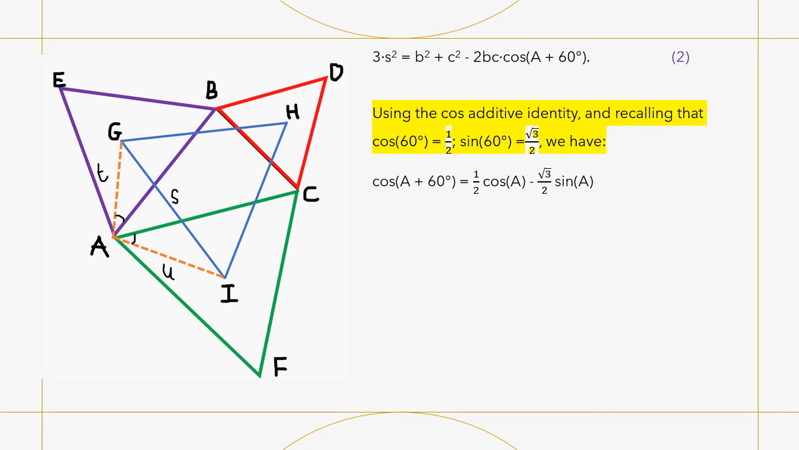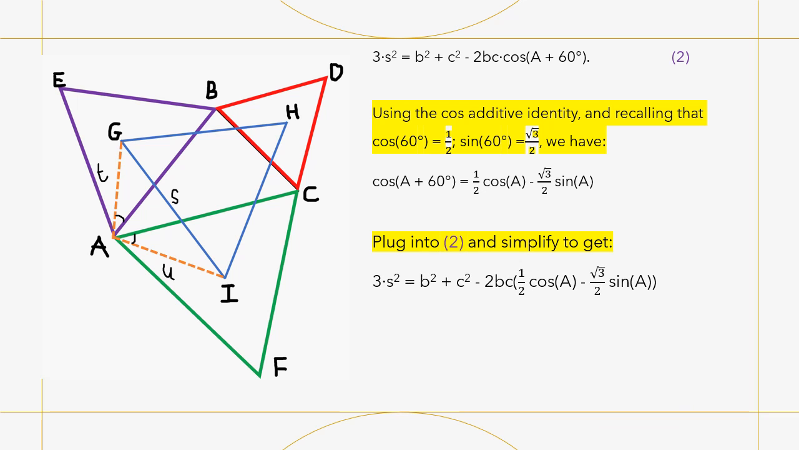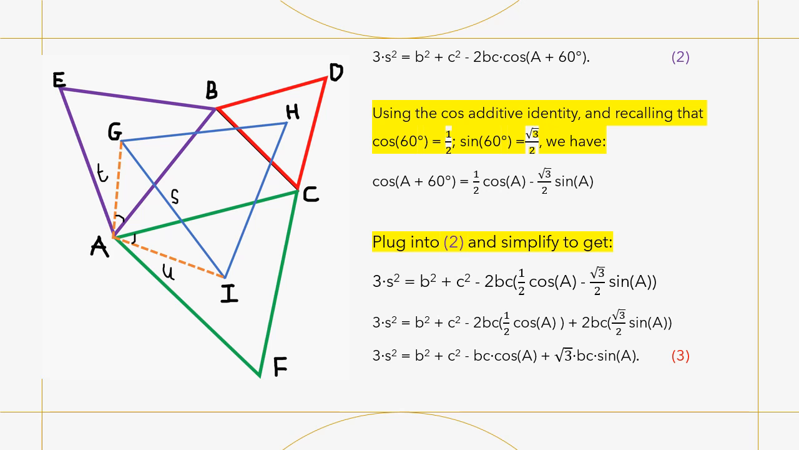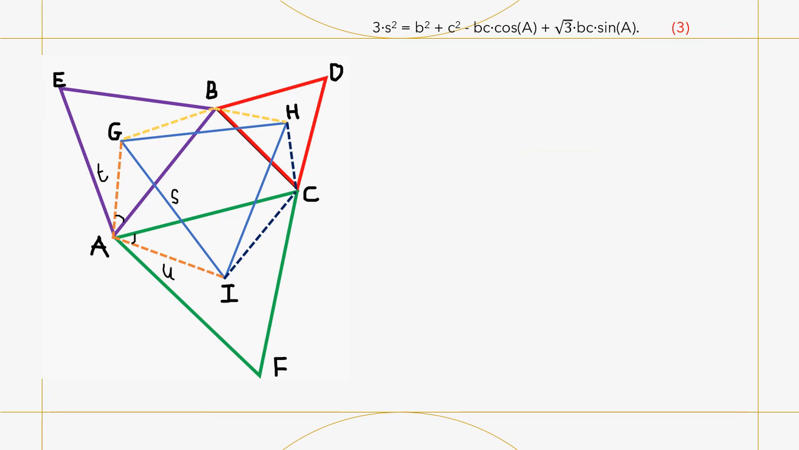So using the cosine addition identity and recalling that cosine 60 degrees equals half and sine 60 degrees equals square root 3 over 2, we have cosine (A plus 60 degrees) is equal to half cosine A minus square root 3 over 2 sine A. We plug this into equation 2 and simplify it to get 3s squared equals b squared plus c squared minus bc cosine A plus square root 3 bc sine A. So that is equation 3.